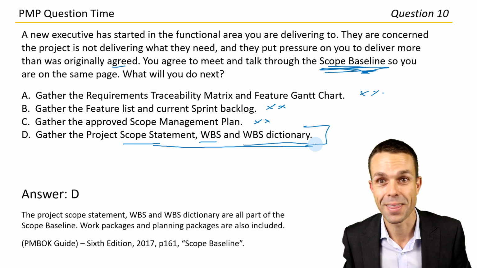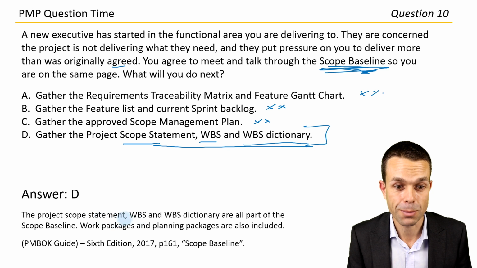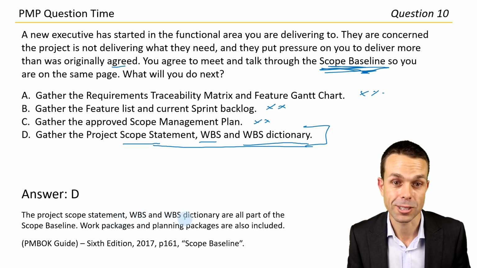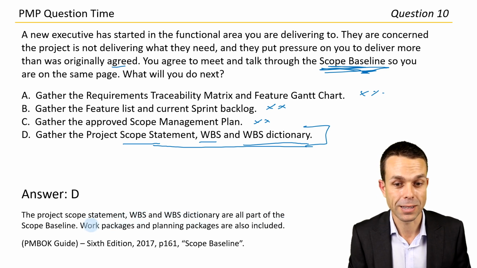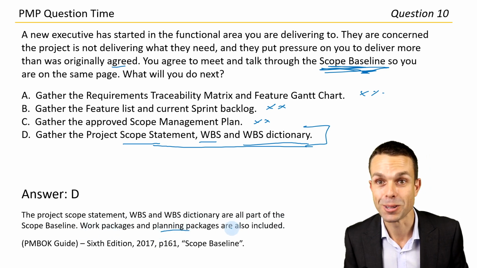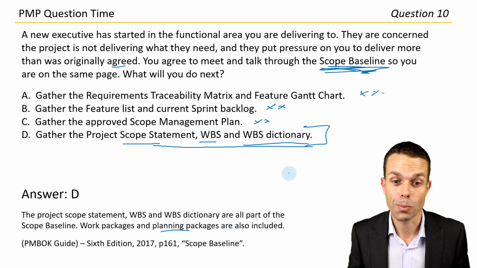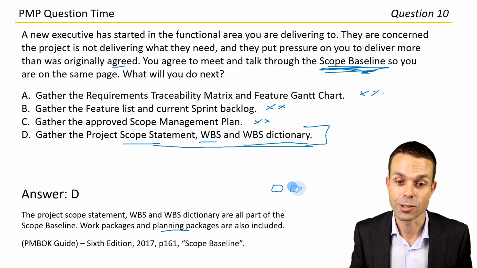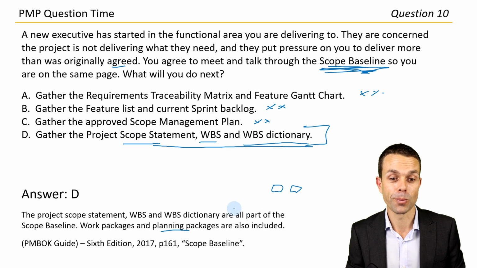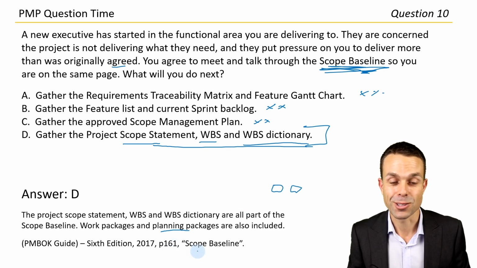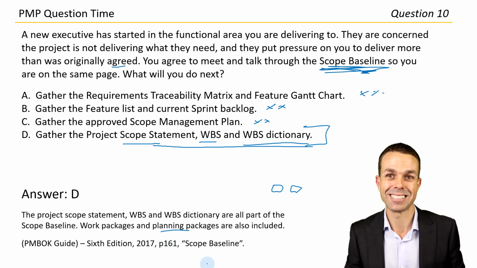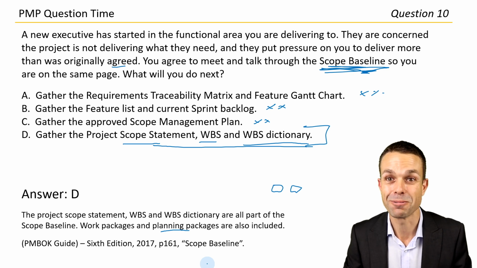Let's see. There it is. The project scope statement, work breakdown structure, and work breakdown structure dictionary are all part of the scope baseline, and work packages and planning packages are also included. There you go, so that's good to know. Work packages being the last part that you can assign to a team for them to actually work on. Page 161 under Scope Baseline in the PMBOK Guide 6th edition. And that is the last question for this section.